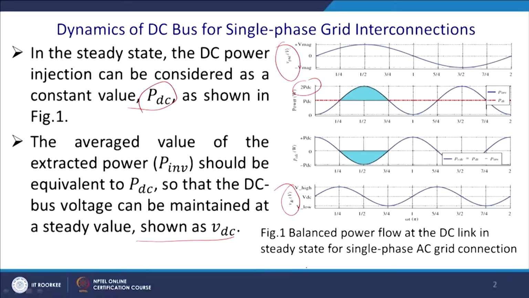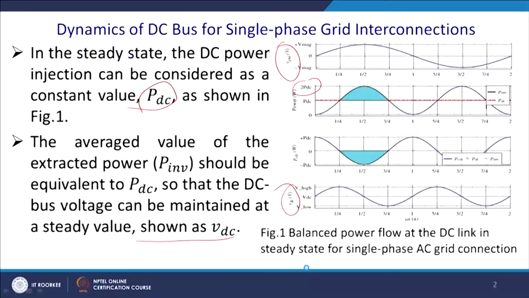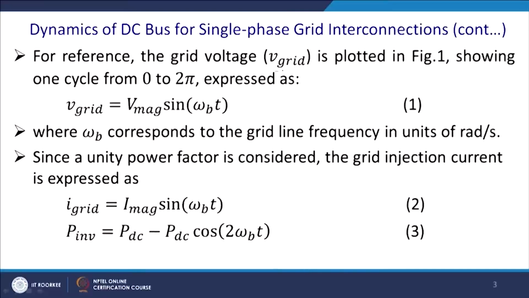For the reference of the grid voltage, that is V grid, it is plotted over the whole cycle of 0 to 2 pi, while grid voltage is essentially V max or V magnitude into sin omega t, where omega represents the grid frequency in radian per second. Since unity power factor is considered, which is the operation we will consider here, the grid injection current is expressed as a pure sinusoid without any harmonics.